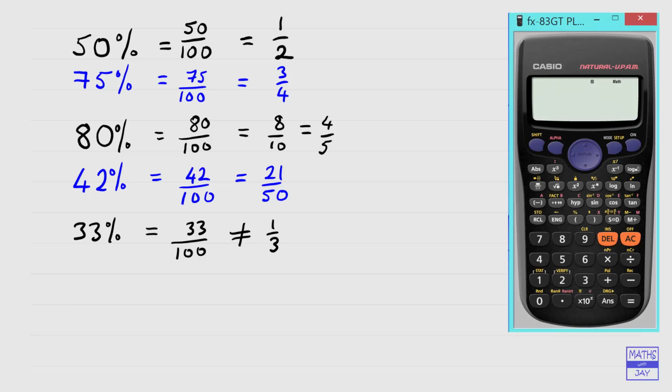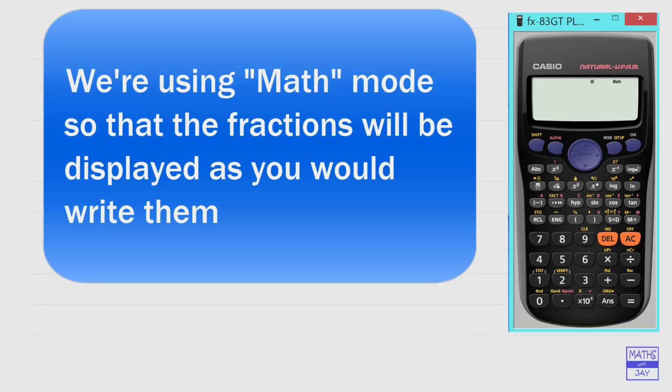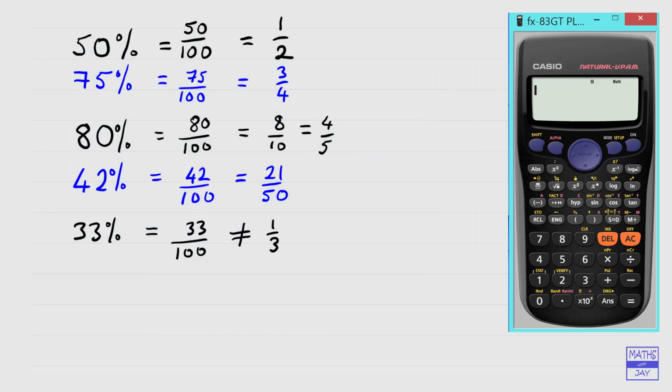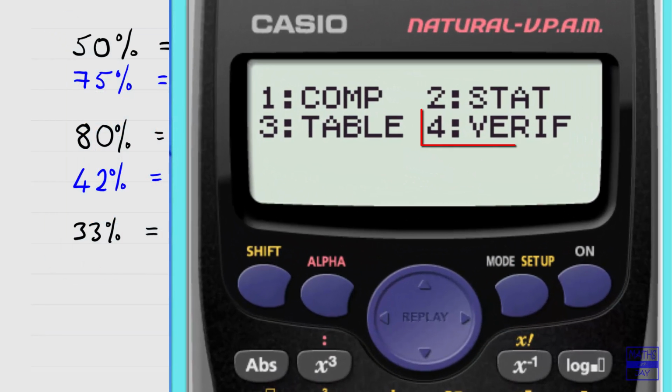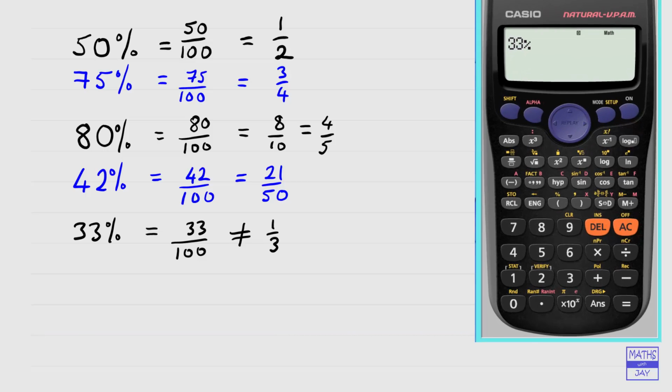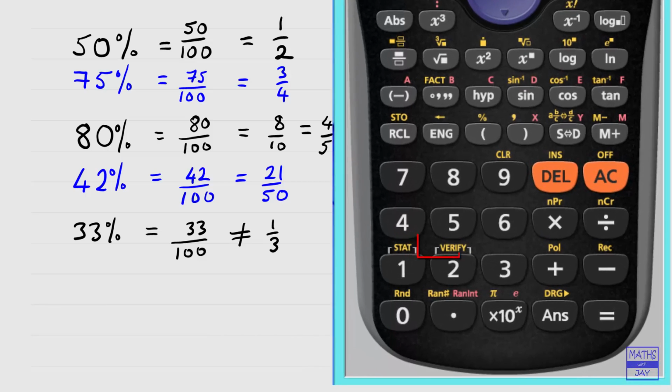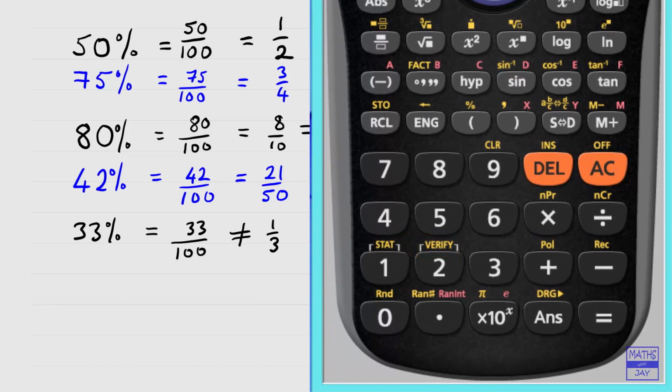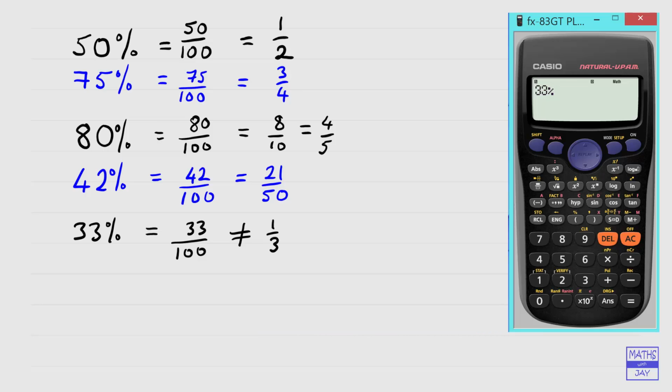I'm assuming that your calculator is already in math mode, and what you need to do next is to put it into verify mode. So that's mode 4. Let's key in the 33%, and then we want to verify. We want to find whether or not this is equal to a third. So we're going to use verify of the 2 on the calculator. So we're going to do shift 2. And then we want to choose equals.